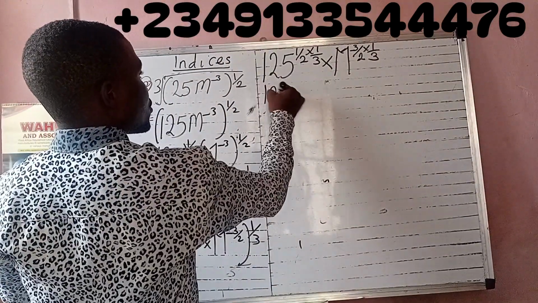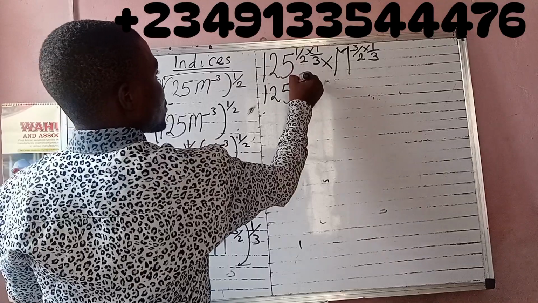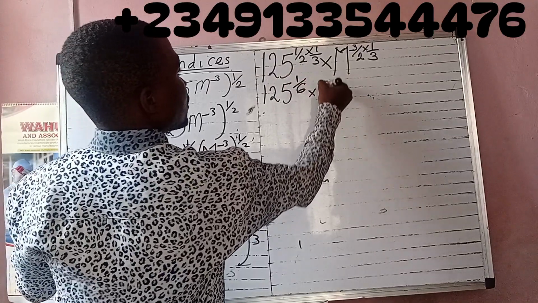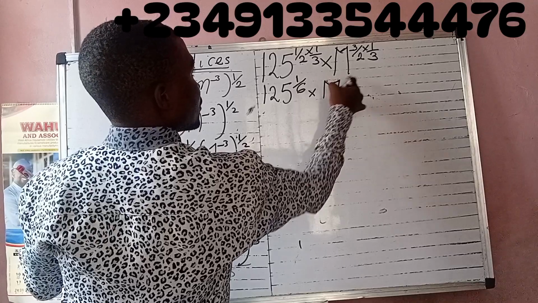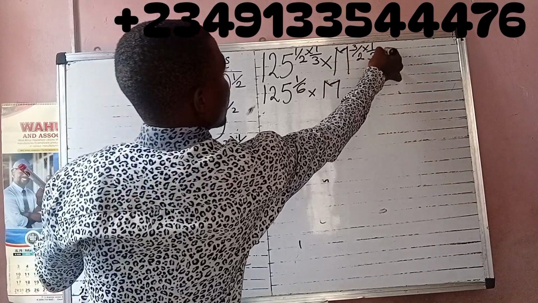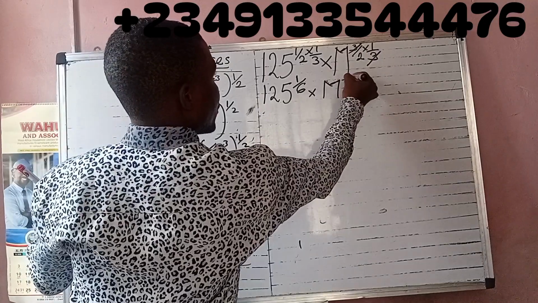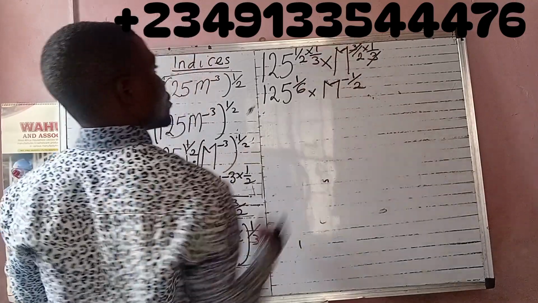We have 1, 2, 5. 1 times 1, 1. 2 times 3, we have 6, times m here. 3 and 3 cancel. So we have 1 left, so we have minus 1 over 2.